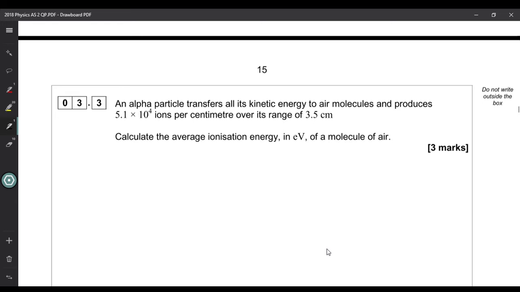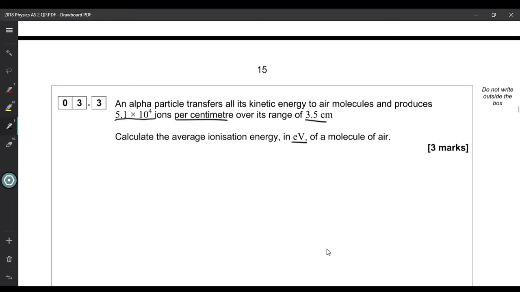Next part, it says an alpha particle transfers all of its kinetic energy to air molecules and produces 5.1 times 10 to the 4 ions per centimeter over the range of 3.5 centimeters. Then it says calculate the average ionization energy in electron volts of a molecule of air. So the first thing we need to do is calculate how many ions are actually formed. We're told that it produces 5.1 times 10 to the 4 ions per centimeter, but we're traveling for 3.5 centimeters.